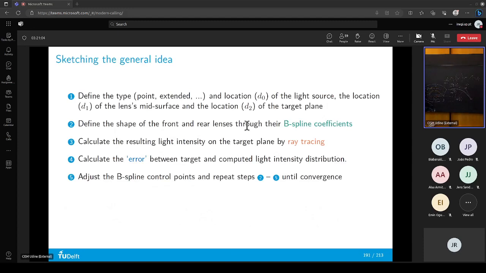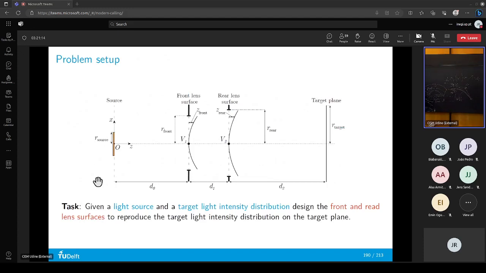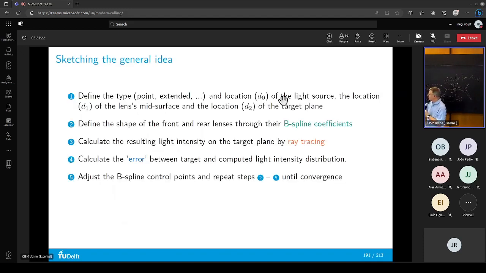The general idea, I spare all the details because that would require a crash course on optics. So we are defining the locations, that is basically the distances: how far away is the first lens, the second lens, the target plane. These are D0, D1, D2. Also the type: you can have point versus extended light. We made it the simplest, a point source. Then we want to define the shape of the front and the rear lenses by modifying the B-spline coefficients.